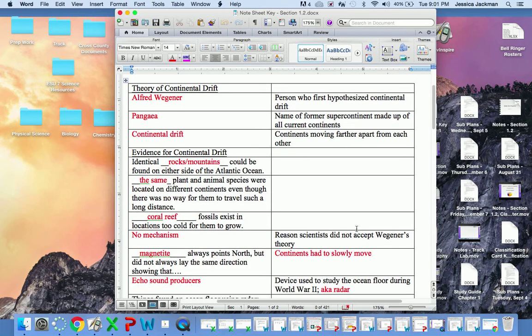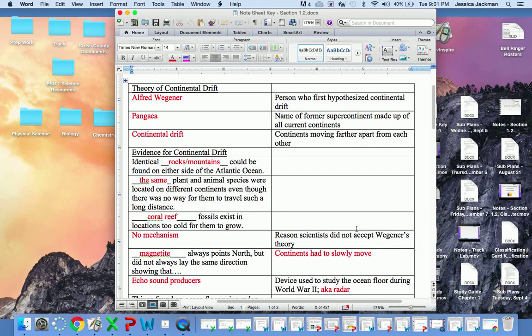The first person who hypothesized continental drift was Alfred Wegener. He's actually German, and if you know anything about German, the W sounds like a V, which is why my maiden name was what it was. It was Drever and not Drewer. Okay, so it's Wegener, just so you know.